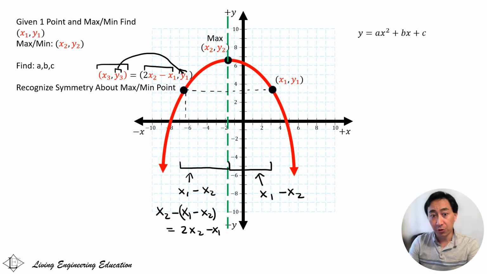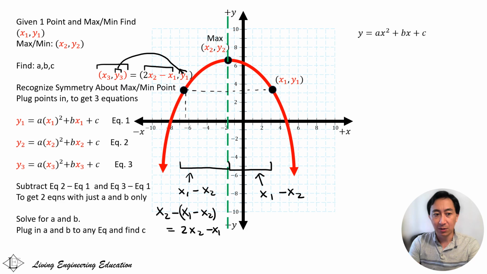Once I have this third point, then I set up the exact same way as before, right? I plug in points 1, 2, and 3 into my quadratic equation, and I have 3 equations. I subtract 2 pairs, and I isolate to just a and b terms, solve for a and b with these 2 equations, and then once I have a and b, I plug it back into either equation 1, 2, or 3, and then I solve for c. So pretty straightforward, same thing as what we did in the last video.